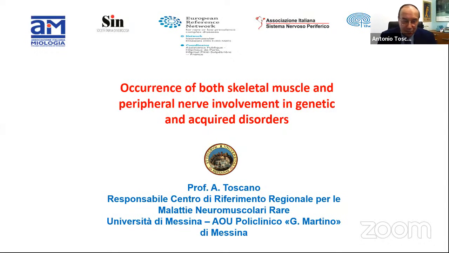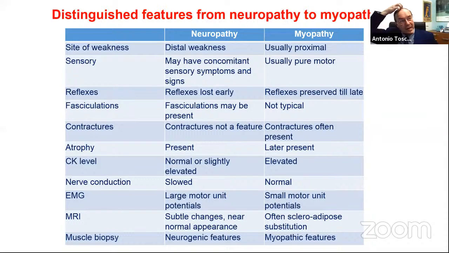Thanks very much, Antonio. It's a great pleasure to start these webinars this year. And the topic is quite unusual, I would say, because it's the occurrence of both skeletal muscle and peripheral nerve involvement in genetic and acquired disorders. This topic is not always properly mentioned because sometimes it is neglected, but I think it's important for all those interested in neuromuscular disorders to know that some clinical conditions share an involvement of either skeletal muscle or peripheral nerves.